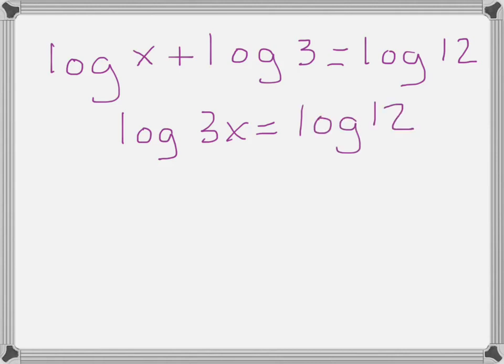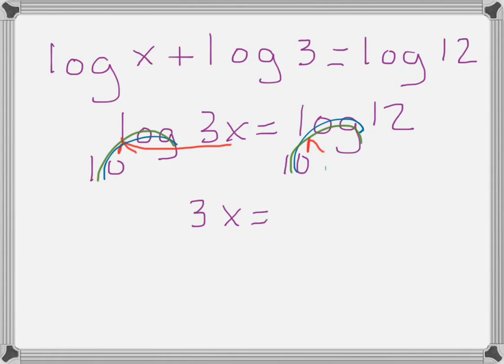Then, in order to get rid of the log, we're going to raise each side to a base of 10. That turns this into an exponent now. So it's 10 to the log and then 10 to the log. These values are going to then cancel out on both sides, and you're going to end up with 3x equals 12, and then divide by 3, and you get x is equal to 4.